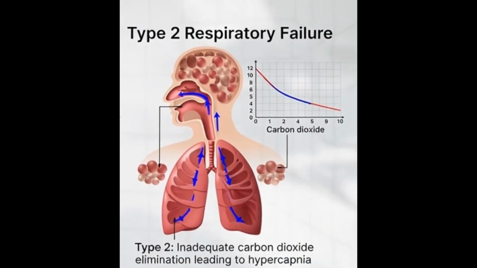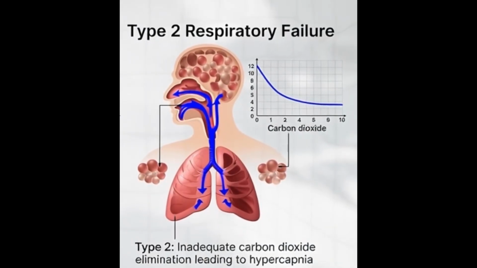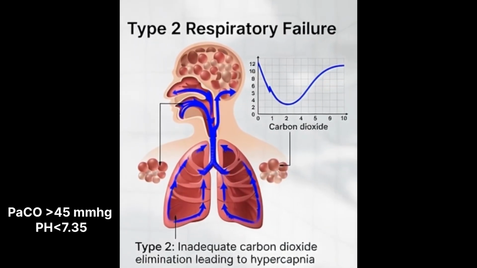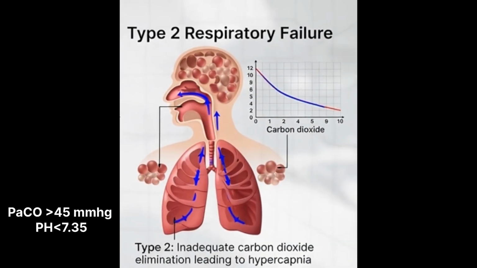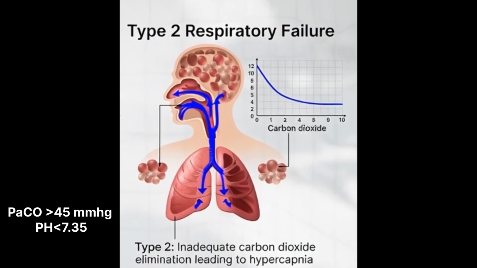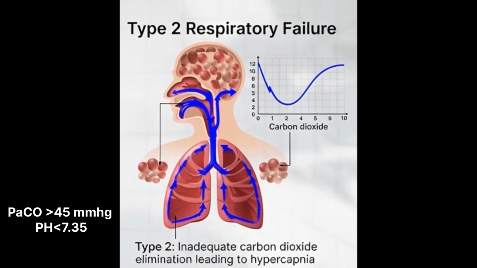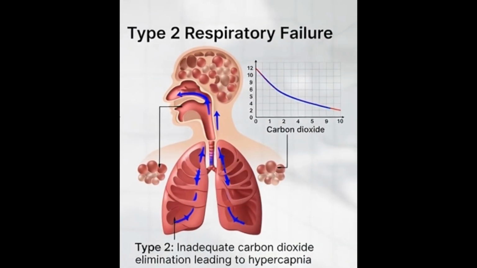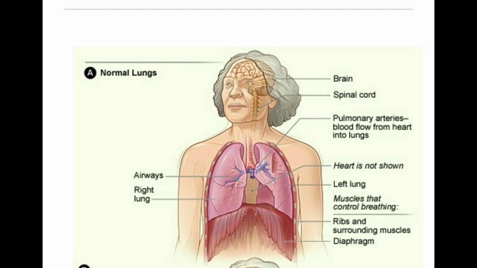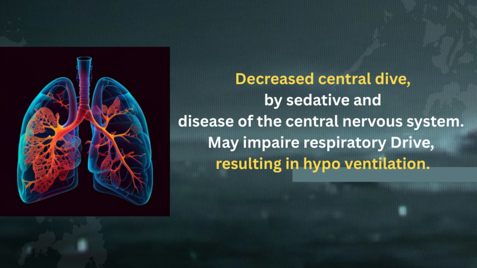Hypercapnic respiratory failure is defined as an increase in arterial carbon dioxide level of more than 45 mm of Hg with pH of less than 7.35 due to respiratory pump failure and or increased carbon dioxide production. The respiratory pump is comprised of the chest wall, the pulmonary parenchyma, the muscles of respiration as well as the central and peripheral nervous system.